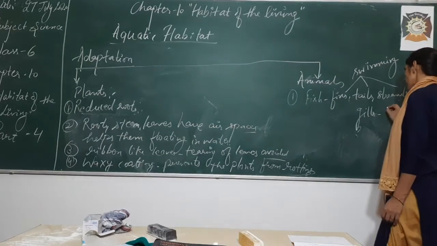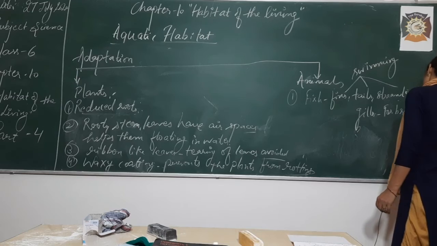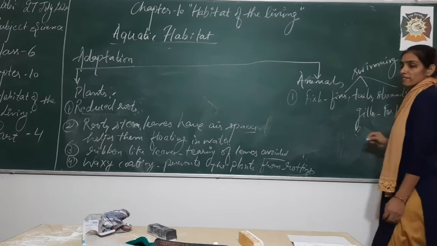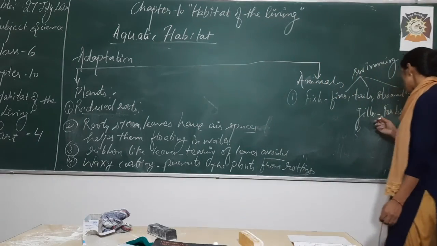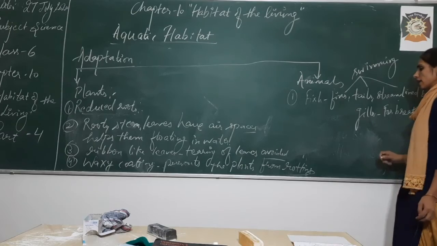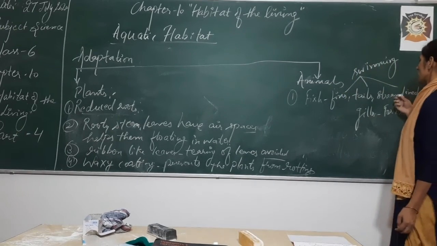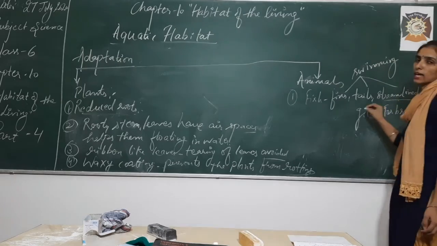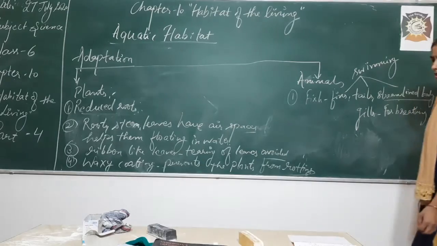What is the function of gills? They use them for breathing, right? Because they don't have nostrils, they don't have lungs like us, so they use these gills for breathing. Next, you can take the example of octopus and jellyfish as well. They also have a streamlined body so that they can swim well under water, right?